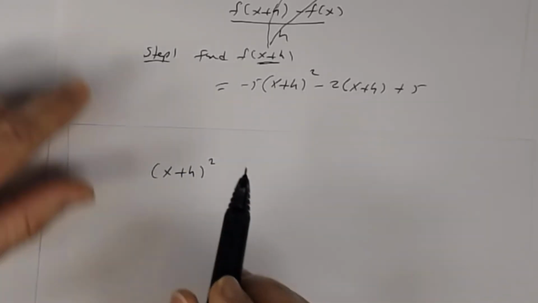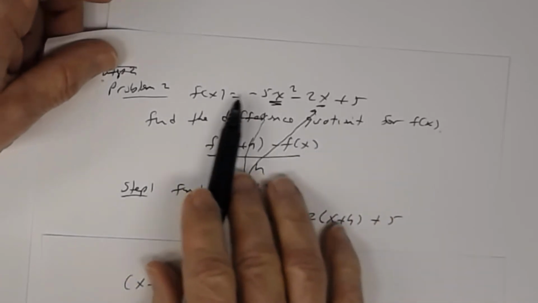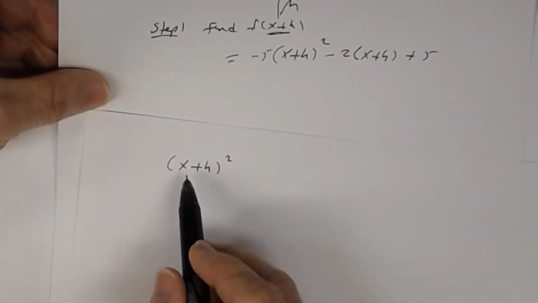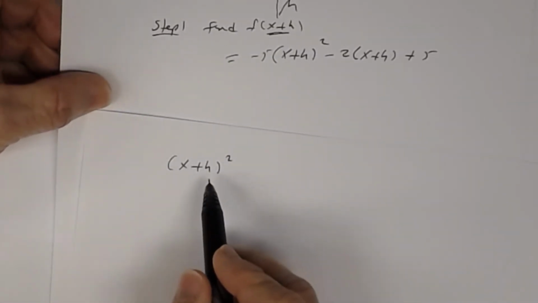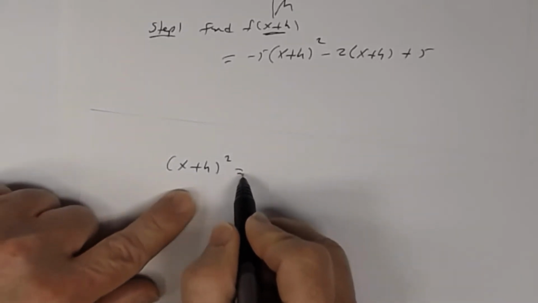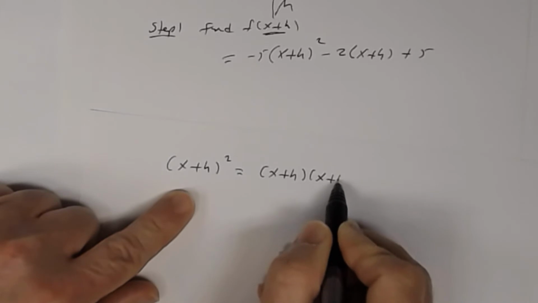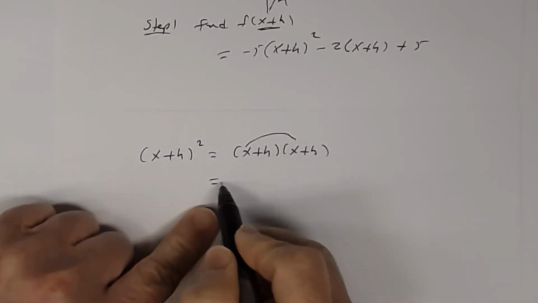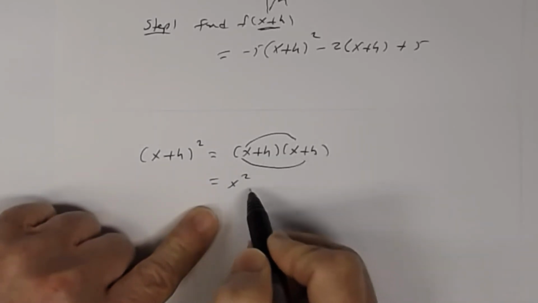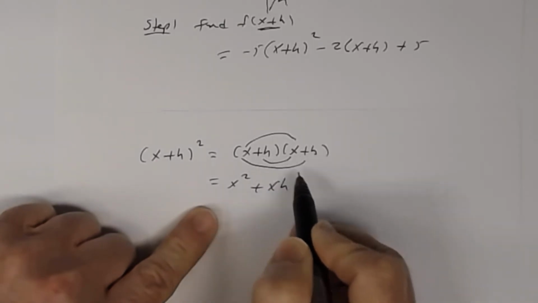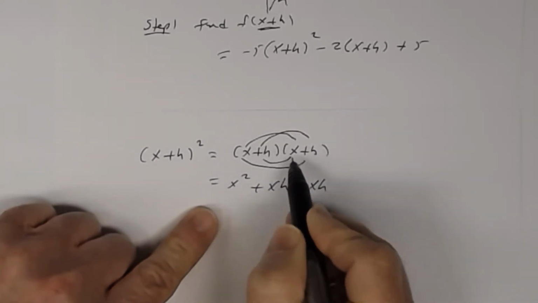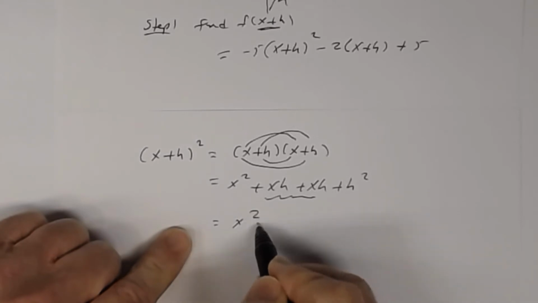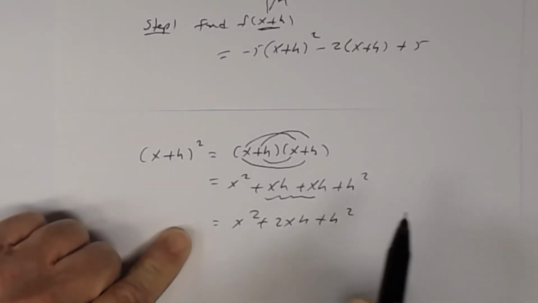And every time you have a quadratic function that you're trying to find the difference quotient for, you are always going to have to do what I'm about to do here. This will always show up. So remember, x plus h squared means x plus h times itself. And then using FOIL, I get x times x is x squared. The outer is xh, so plus xh. The inner is also xh. And the last, h times h, is h squared. Combining like terms, these two are like terms, I get x squared plus 2xh plus h squared.